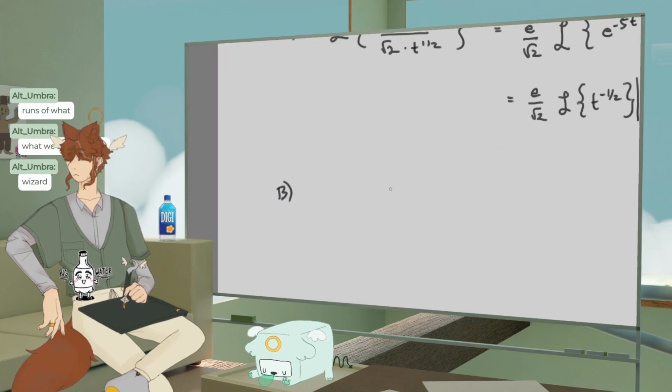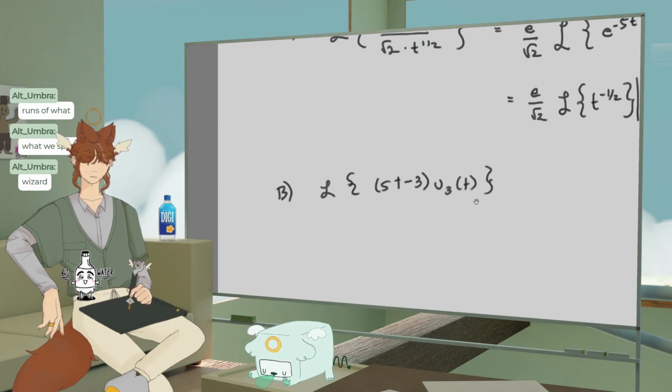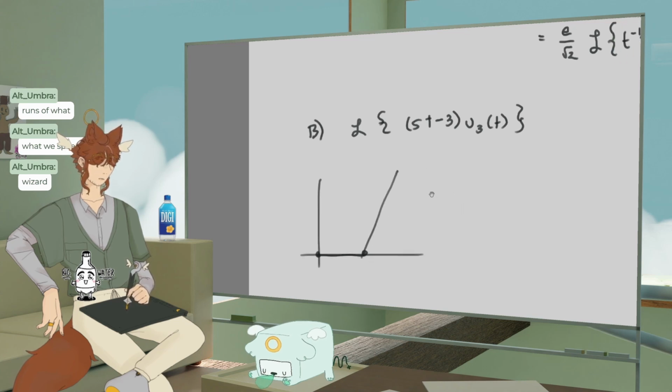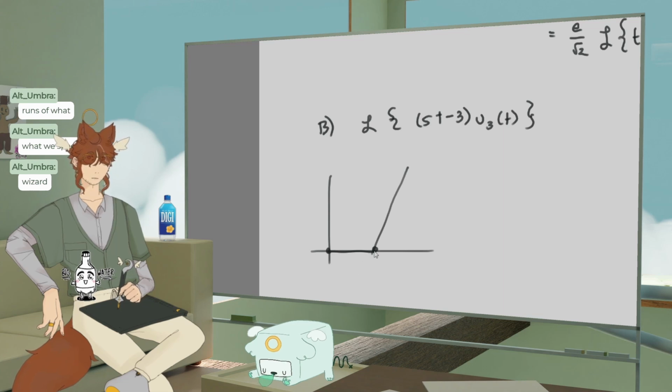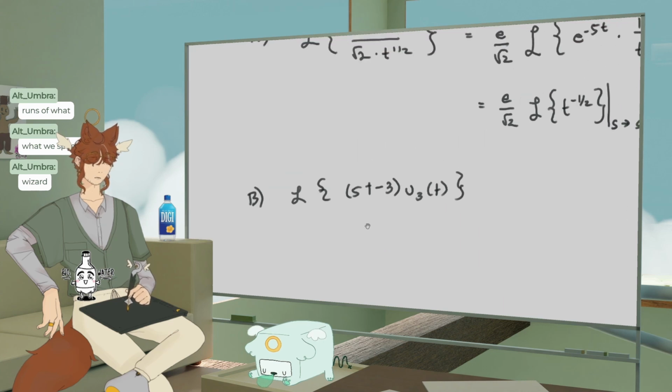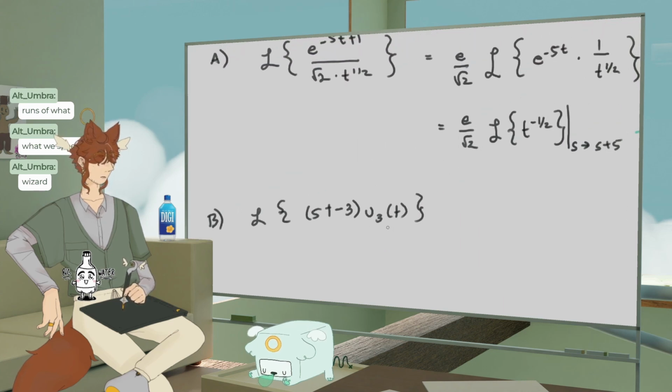Alright. So now we have Laplace of 5t minus 3 times u3. So that's the unit step function. We say there's nothing happening, and then at 3 we're gonna get this 5t minus 3. So something that's like this. I don't know, it's probably steeper than that. But its intercept is 3, so it kind of works out that it's literally just moving it over. So this is the second shifting theorem.